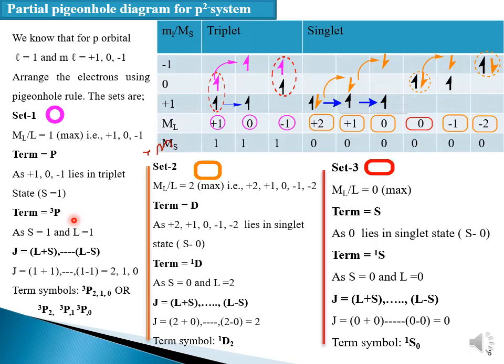For the whole term symbol you need the J value as well. So J is equal to L plus S up to L minus S. Just put the values of L and S. We will get 2, 1, 0. So the term symbol will be triplet P 2, 1, 0, or we can separate it like 3P2, 3P1, 3P0.